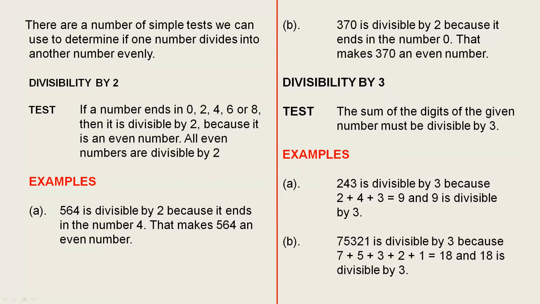This is the test. The sum of the digits of the given number must be divisible by 3. Here are two examples. 243 is divisible by 3 because 2 plus 4 plus 3 equals 9, and 9 is divisible by 3. 75,321 is divisible by 3 because 7 plus 5 plus 3 plus 2 plus 1 equals 18, and 18 is divisible by 3.